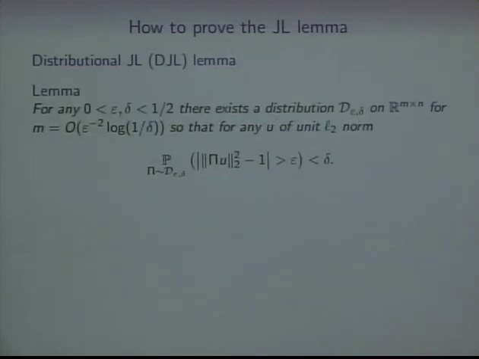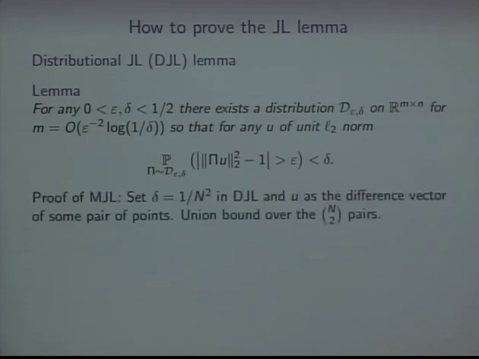How do you prove the Johnson-Lindenstrauss lemma? So one way is you prove some kind of probabilistic lemma, such as this one first, which says that if you have any vector u, then if you pick a random matrix from a certain distribution, it'll preserve the norm of u with high probability. And the number of rows you need in the matrix depends on the distortion parameter epsilon as well as the success probability, 1 minus delta.